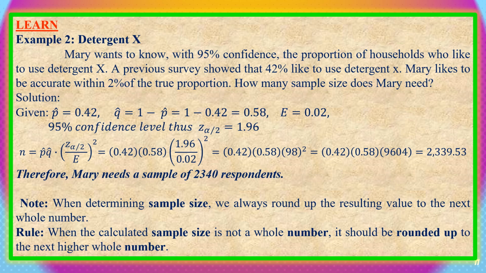So you have to take note that when determining sample size, we always round up the resulting value to the next whole number. So our rule is when the calculated sample size is not a whole number, it should be rounded up to the next higher whole number.